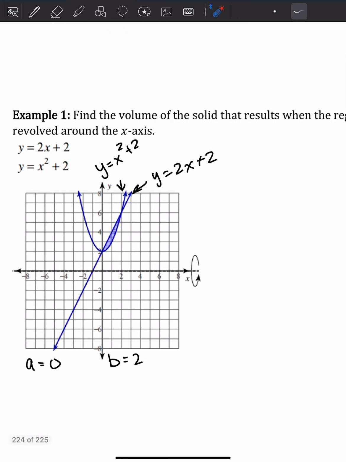So big R in this case is going to be that line, this linear equation, and little r is going to be this parabola. So big R is 2x plus 2. Little r is x squared plus 2.